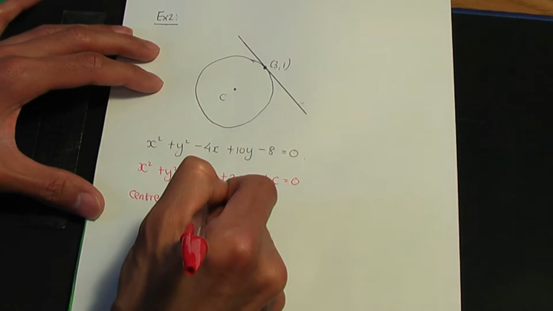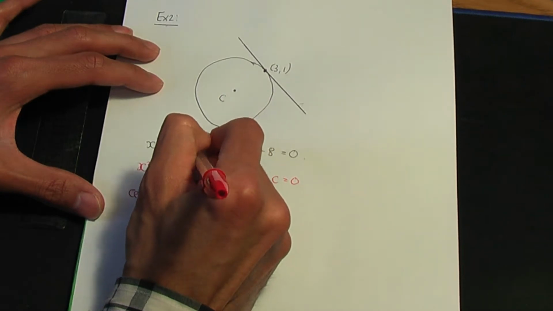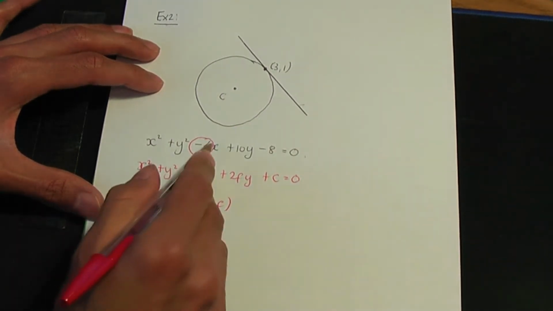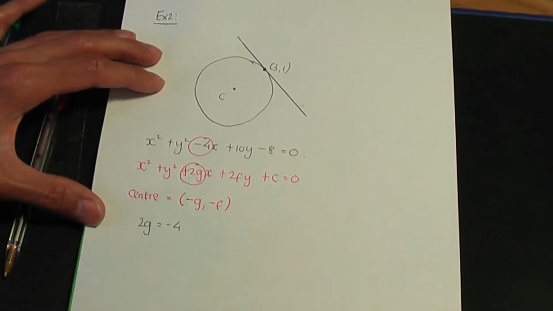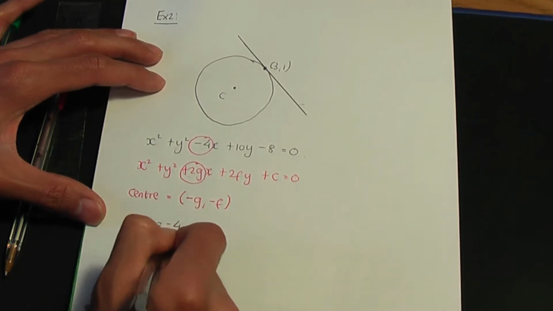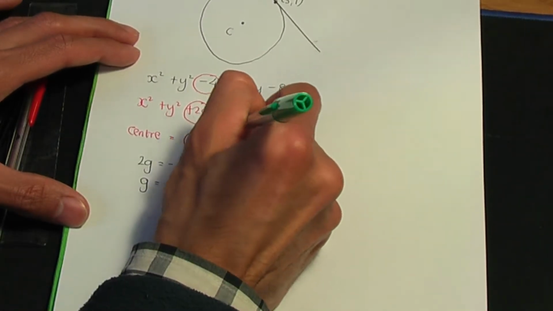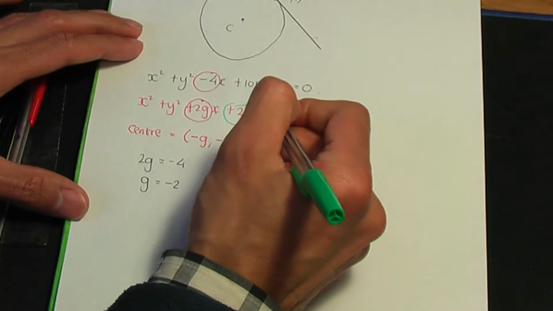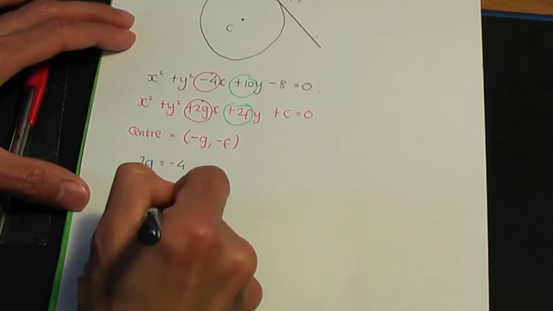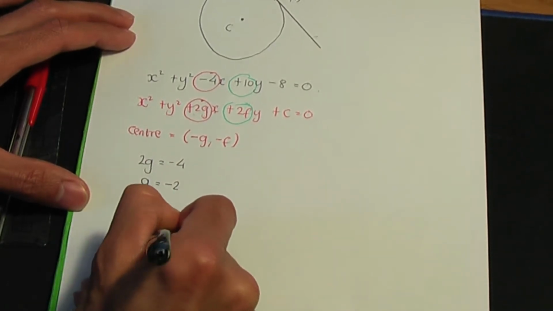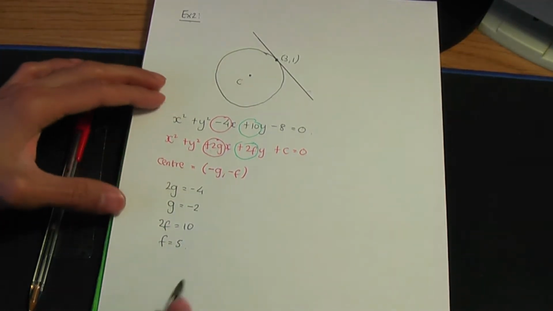The coefficient of x in this equation here is 2g. The coefficient of x in the equation in question is minus 4. So 2g is equal to minus 4. If I rearrange, g will be minus 2. And if I take a green pen, the coefficient of y in the general equation is 2f. The coefficient of y in the equation given is plus 10. So 2f is equal to plus 10, which means that f is 5. So I have the values of g and f. Let's continue.